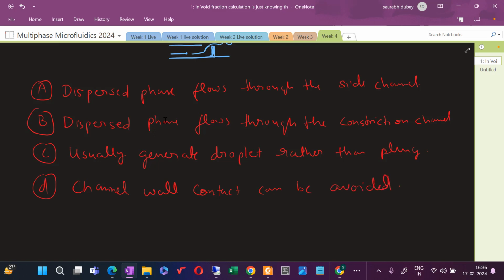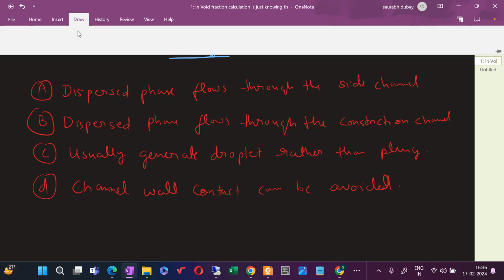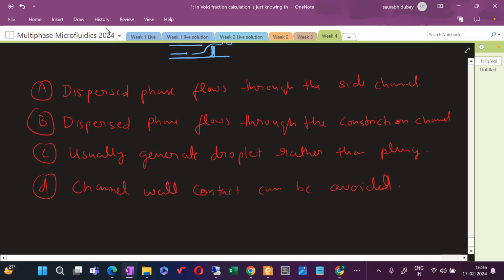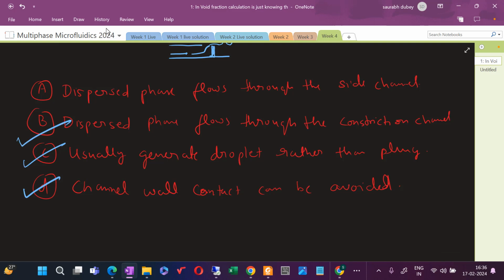Okay, so now if you see this, what are the correct options? This and this are the correct ones. Continuous is at the side channel, so this should be continuous. So this is wrong. This should be continuous. So about the flow focusing channel we have discussed.